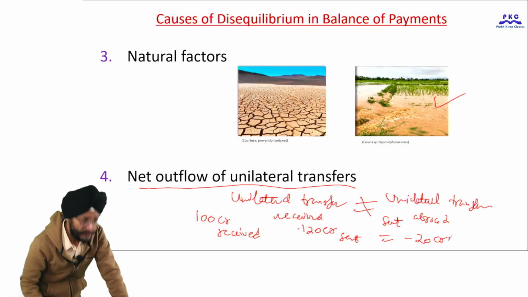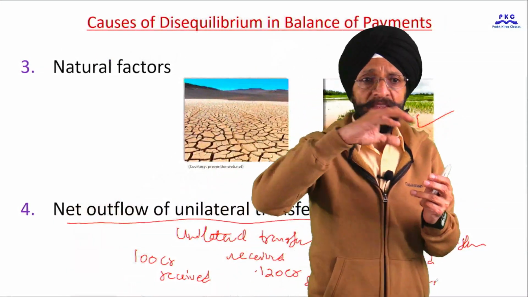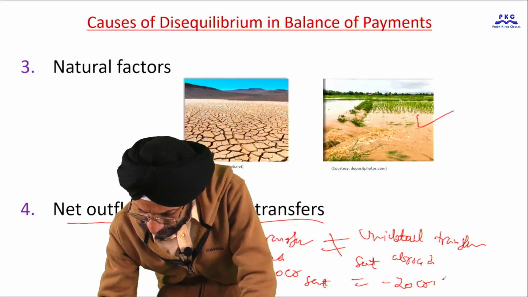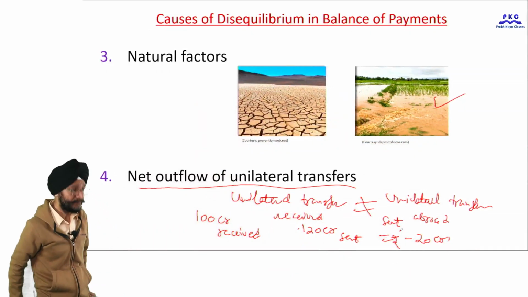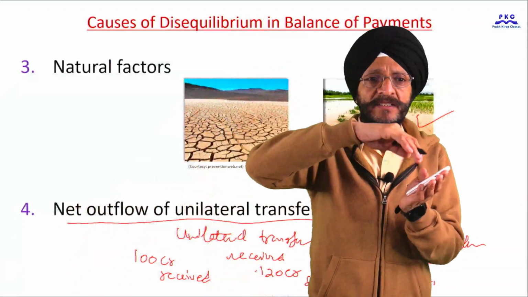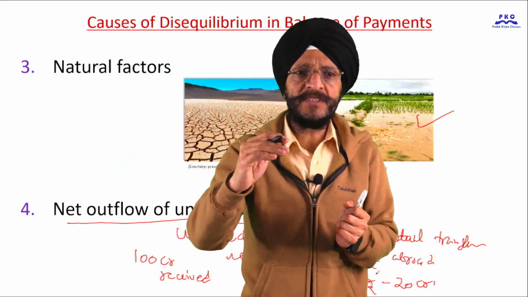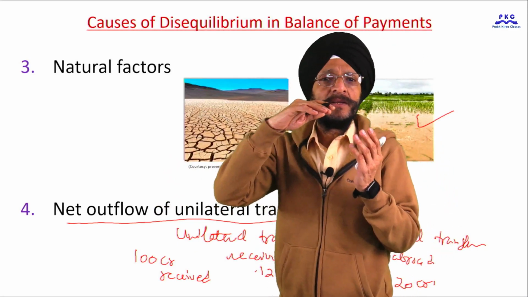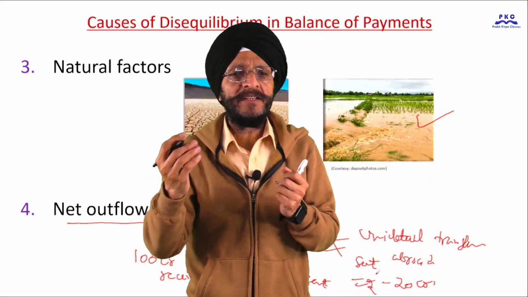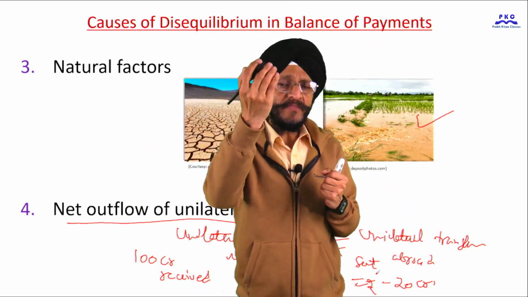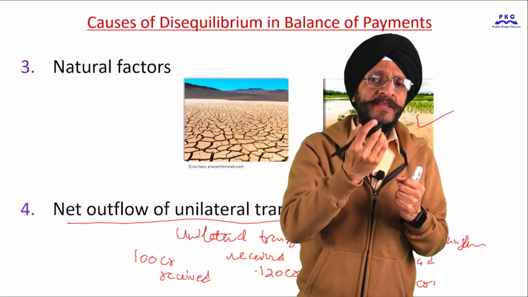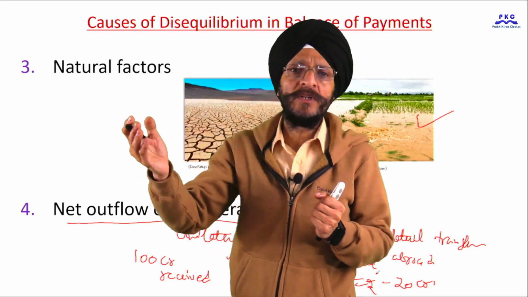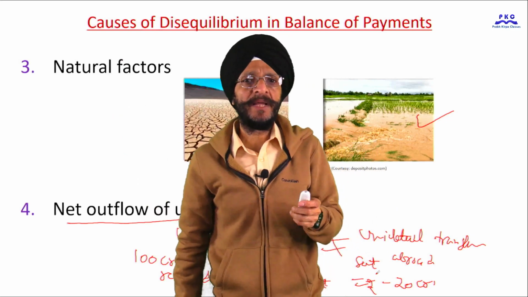There is net outflow of 20 crore rupees abroad. So when the net outflow of unilateral transfers is more, that is, the debit side is more as compared to the credit side, that is, we are receiving less payment in the form of unilateral transfers as compared to the unilateral transfers sent abroad, it results into disequilibrium in balance of payments.